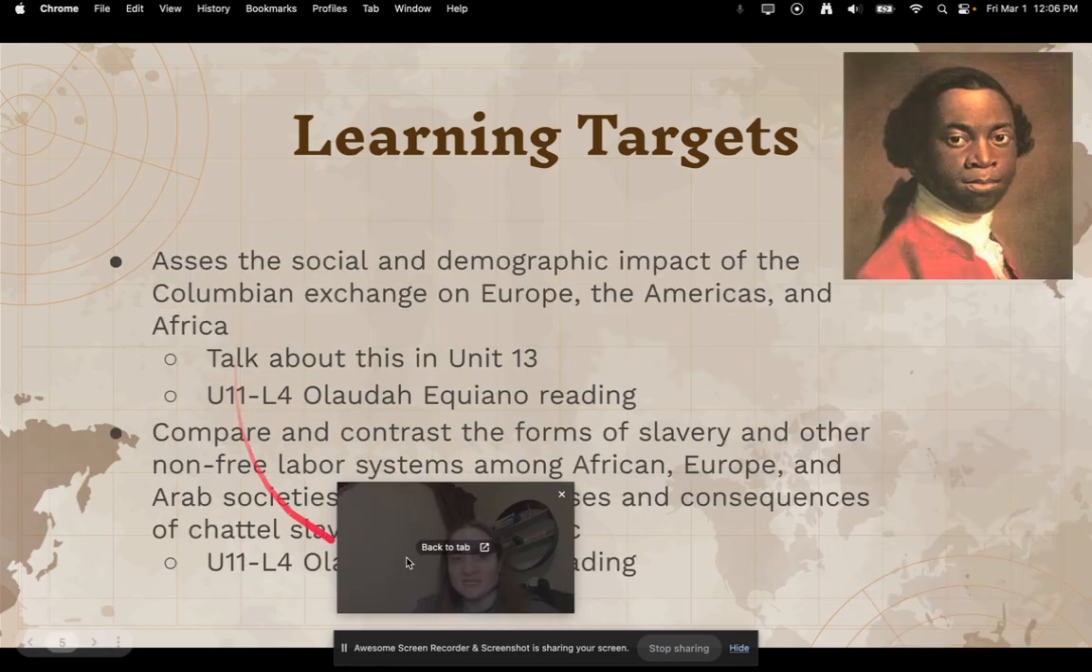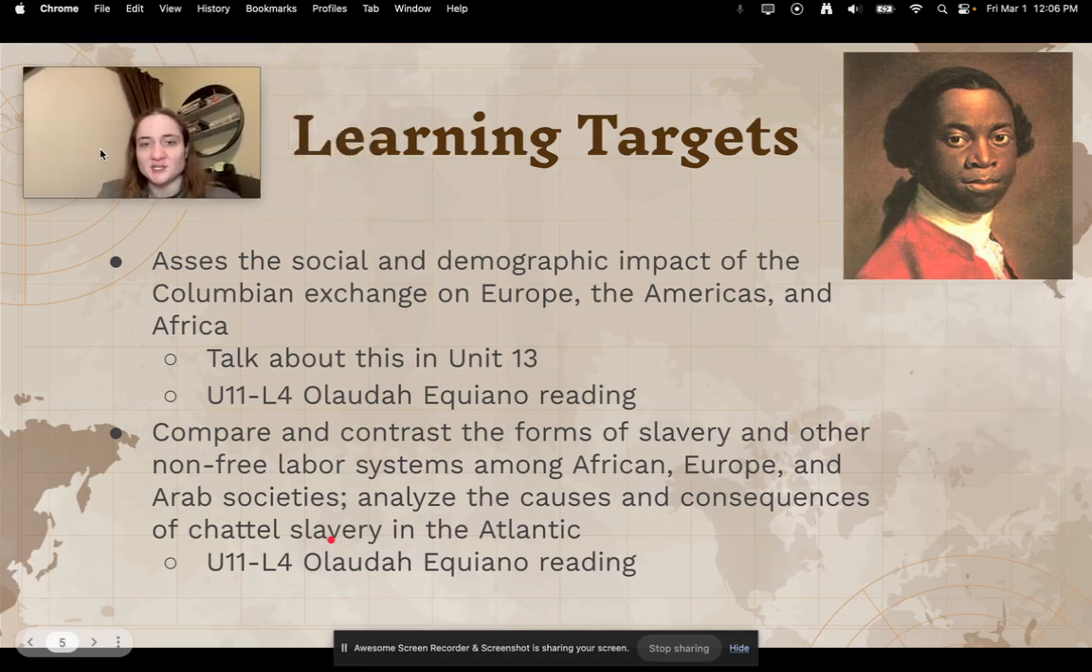Also to assess the social and demographic impacts of the Columbian exchange on Europe, the Americas, and Africa. We'll talk about this again in Unit 13, but you're also going to get it in U11-L4, the Olaudah Equiano reading. Olaudah Equiano is this dude right here. The passage of his story that you will read is his experience going from the west coast of Africa to Barbados as a newly enslaved person.